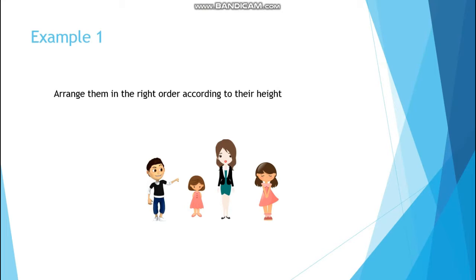So here are four students of a class, and the teacher wants to arrange them in a row so that the student with the smallest height comes at the first position and the student with the largest height comes at the last position. Here we can clearly see that they are not at all arranged in the right order. So how will we start arranging them?